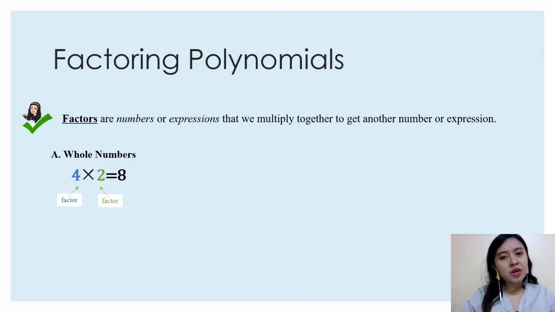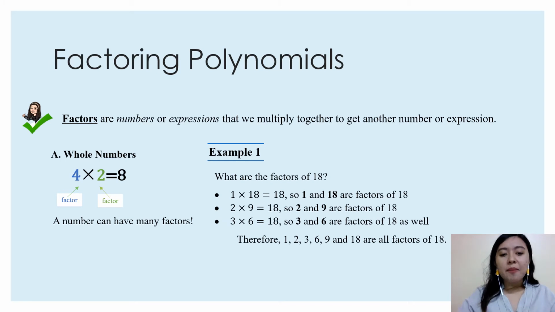So for whole numbers, in this example, we have 4 times 2 is equal to 8. We can say that 4 and 2 are factors of 8. But a whole number can also have many factors. In this example we have here, what are the factors of 18?